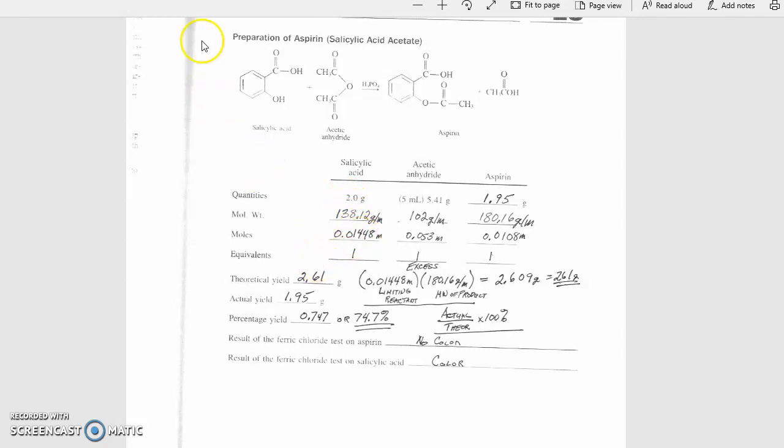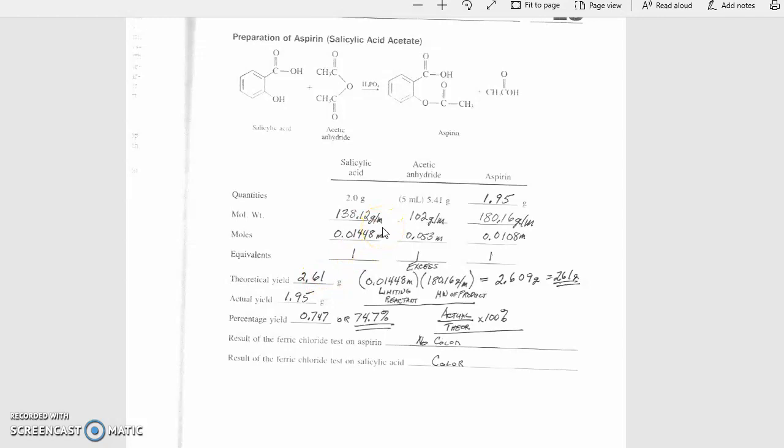Now the equivalents, you have one equivalent of this, one of this, to form one of these, right? This is a balanced equation as it stands. Okay, but you've got an excess. There's an excess of this right here. So the theoretical yield is based upon the material that's in the smallest quantity. This is the limiting reactant. The limiting reactant determines how much is theoretically possible.